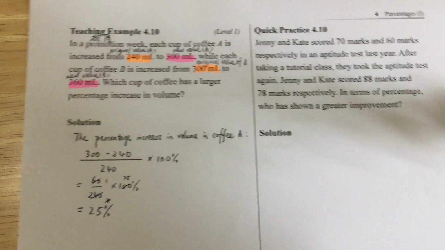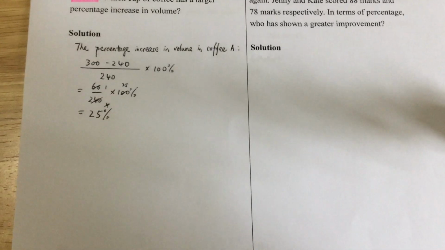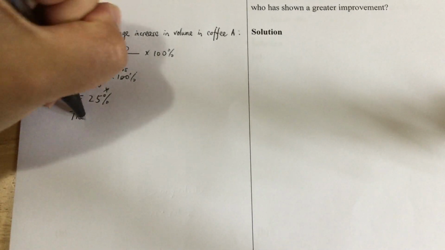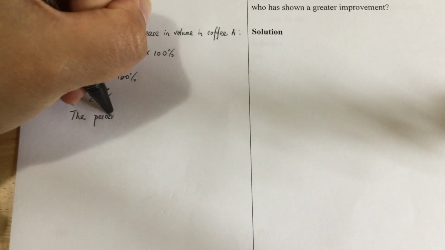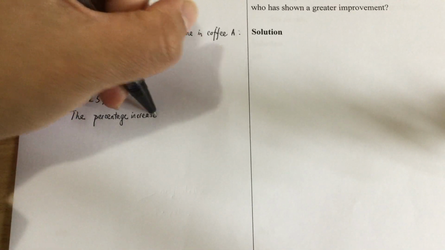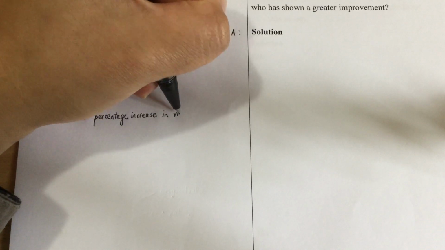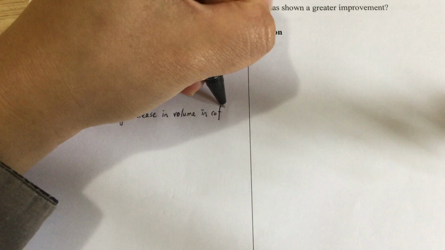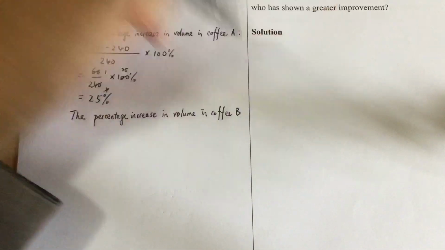Now we will move down the camera to do the percentage for B. The percentage increase of B. Once again, B.